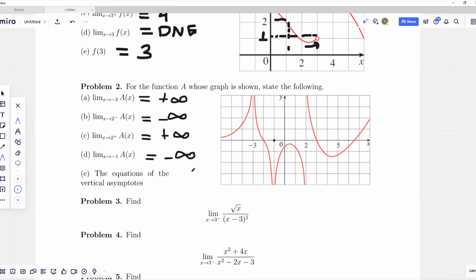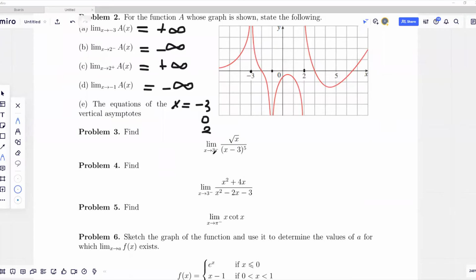Next, equations of vertical asymptotes. We have vertical asymptotes at -3, so x is equal to -3. Next one is x is equal to 0. Next one is x is equal to 2. All right.